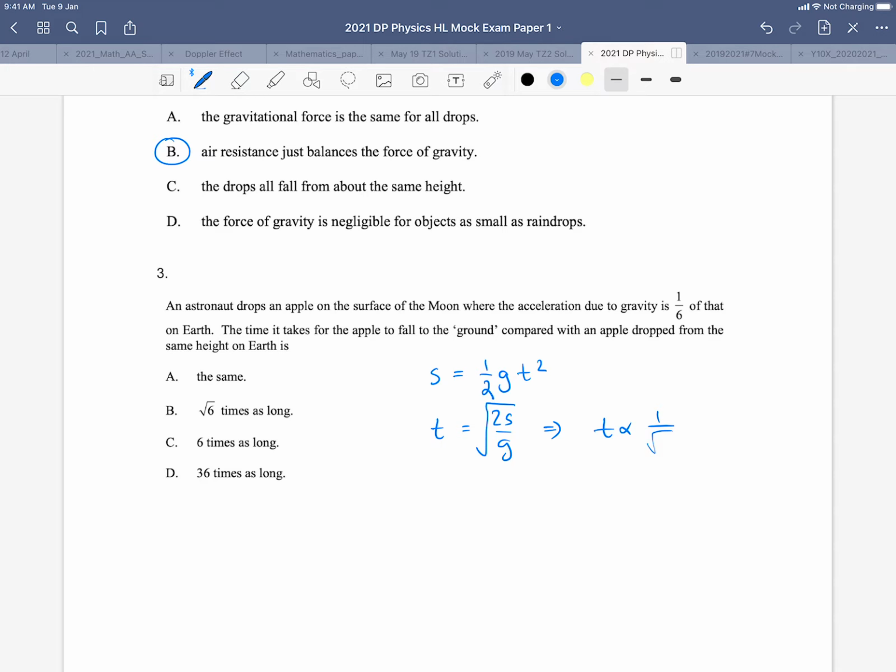Okay, and we are modifying g here. So we're saying if g is 1/6 of g on the Earth, well then the time should be root 6 times larger, right? If you replace g by 1 over 6g, you get a factor root 6 up in the numerator. So time increases by a factor root 6 because time is directly proportional to 1 over root g.